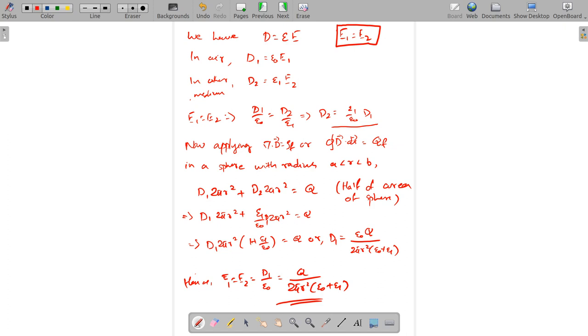Now you apply del dot D equals rho. This is like del dot E being rho by epsilon 0, where rho is the charge density. This actually gives rise to del dot D equals rho_f, where rho_f is the free charge density. Free charge means your actual charge density can be either free charges, like free electrons and protons, or you can also have bound charges.